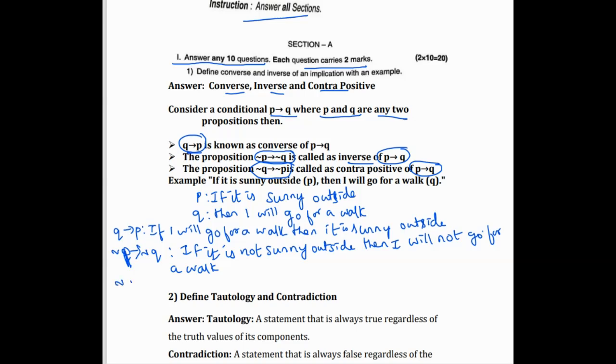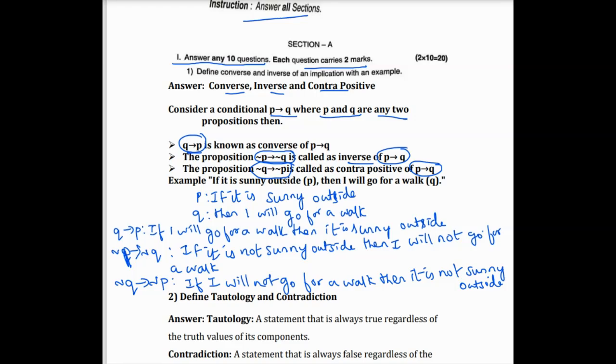Then what will be the contrapositive? It will be negation Q implies negation P. So we have to reverse the sentence we have written: if I will not go for a walk, then it is not sunny outside. So these are the three different propositional conditions which they may ask in any of the papers.